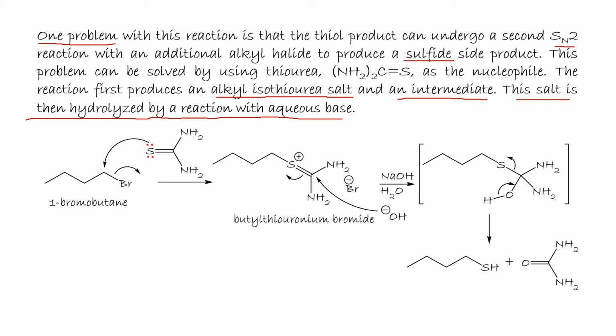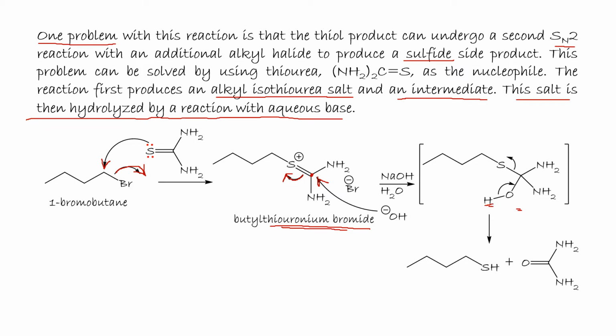Thiourea will act with the sulfur lone pair in an SN2 mechanism and kick the Br out to form the alkyl thiouronium bromide salt. Then with aqueous base, sodium hydroxide will hydrolyze by attacking on this carbon. 2 electrons will go to the sulfur and neutralize it to form this species.